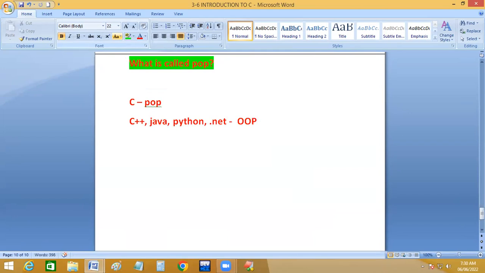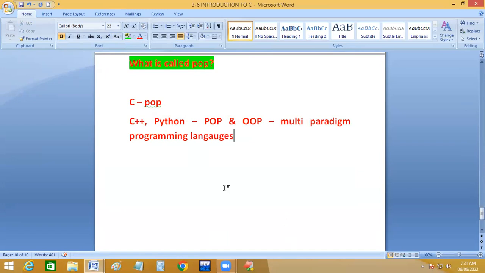What are they called? OOP, object oriented programming. But here, one important thing everybody has to know. C++ and Python follow both POP and OOP concepts. Remember, C++ and Python follow both POP structure and OOP structure. That's why these languages are also called multi-paradigm programming languages. Now you are getting a doubt: Sir, what is a paradigm?